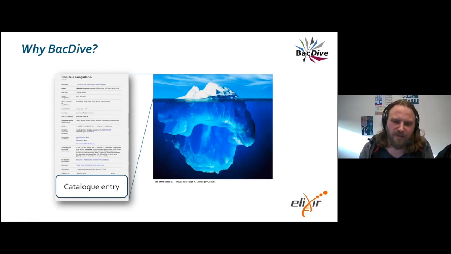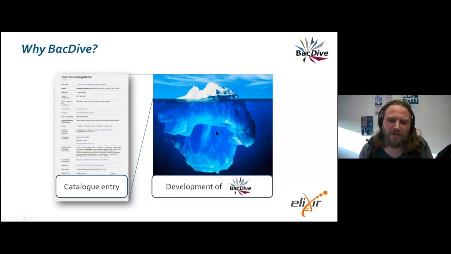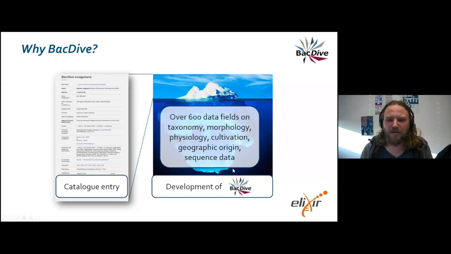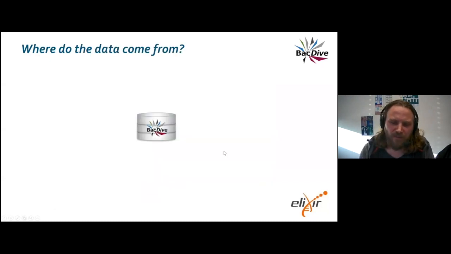The problem is most of the data is only internally available and not for public research. You can really compare this with this tip of the iceberg picture here. So what BacDive started to do in 2012, this was far before FAIR and so on, we started to develop a database to make this huge amount of data available. And today BacDive has about 600 data fields on the topics of taxonomy, morphology, physiology, cultivation, origin, and sequence data. So that was the first mission of BacDive.